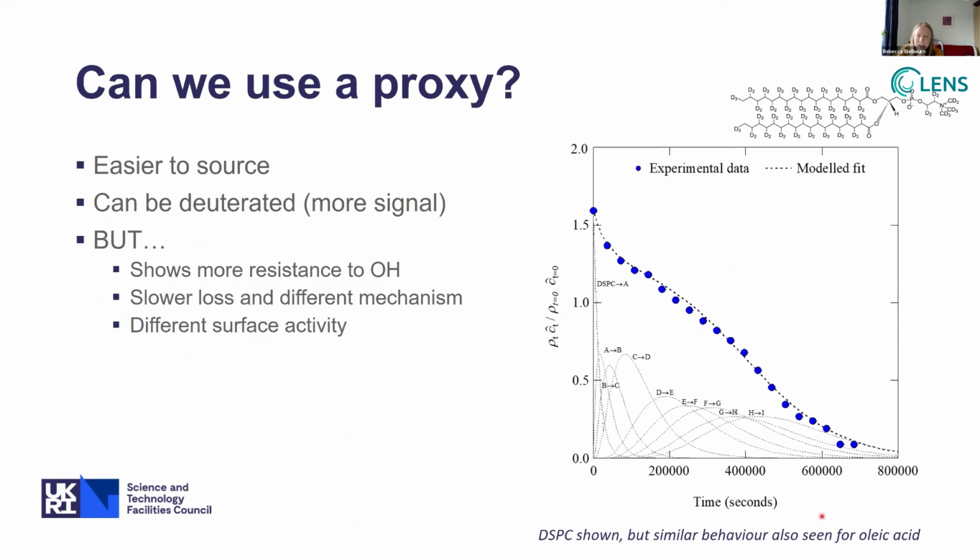What we actually see in this case, though, is that there is a lot more resistance to the OH. The reaction is much slower and seems to take a whole series of different steps. So it's almost an eating away mechanism at the tails. So this suggests that a single molecule layer proxy is not a good alternative model for real atmospheric samples.